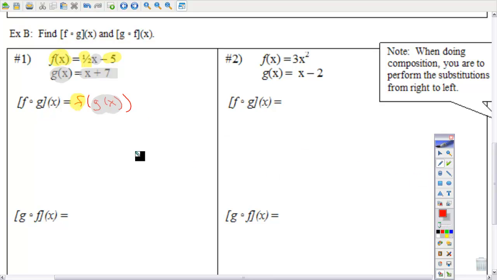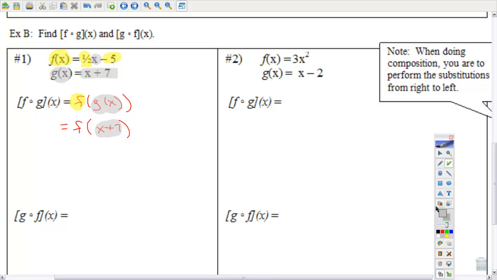Color coding for your viewing pleasure. So we got function f. Instead of writing an x to the right of it, we write g of x. So what is g of x? It's x plus 7. So we're putting an x plus 7, replacing it with g of x. They are the same thing after all. We're changing things from right to left.